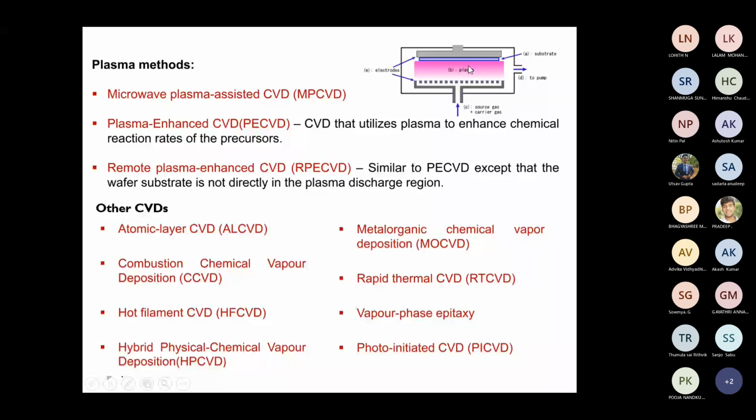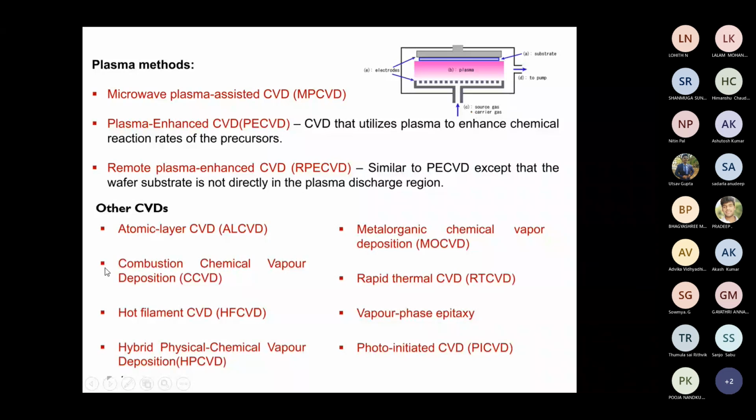Between the two electrodes, plasma will be generated, and in plasma CVD the substrate is placed just adjacent to the plasma, so that whatever reaction the plasma drives between the reactant gases, the reaction product will be deposited on the substrate, with the temperature of the plasma. But in remote plasma enhanced CVD, the wafer substrate is not directly in the plasma discharge region, so the wafer will be in a different place. So this is an example of a PECVD.